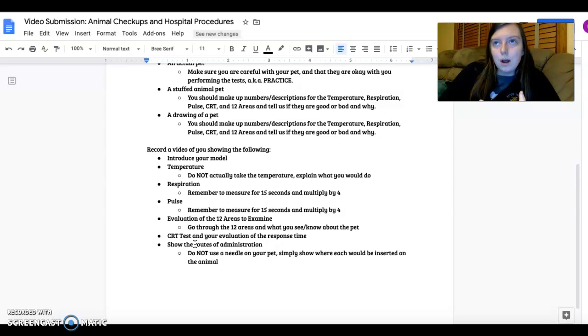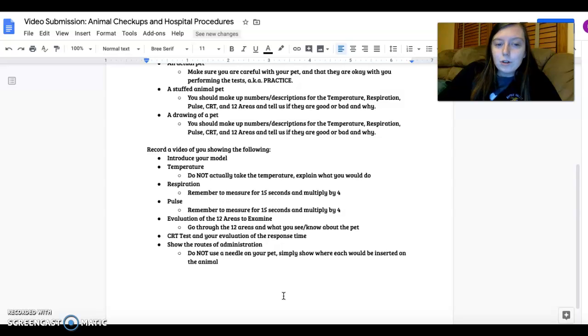You're going to introduce your model, you're going to get their temperature, respiration, pulse. You're going to do the 12 areas to examine on them. You might have to make these up for some of, like if you have a stuffed animal or a drawing, and that's perfectly okay. Just tell us what you're seeing and what that means. If you can also do a CRT test, which is where you push on their gums and see how it comes back, that would be awesome. And then show where the routes of administration on your pet.